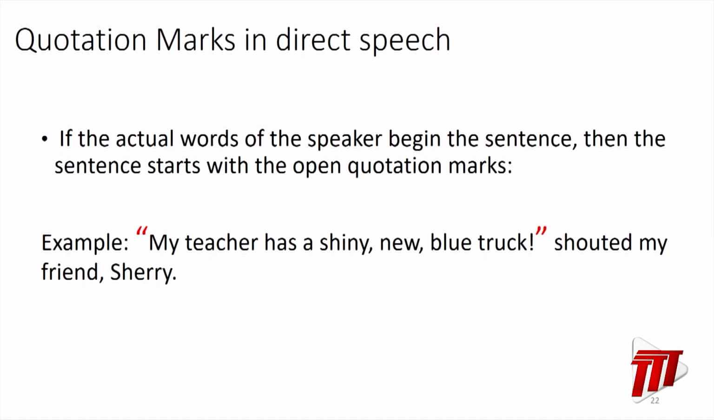If the actual words of the speaker begin the sentence, then the sentence starts with the open quotation marks. Example: "My teacher has a shiny new blue truck," shouted my friend Sherry. So the spoken word is actually at the beginning of the sentence, and "my teacher has a shiny new blue truck" are the spoken words. So we have the quotation opening before "my" and at the end of the direct quotation after the punctuation mark, which is after the exclamation mark, "shouted my friend Sherry."